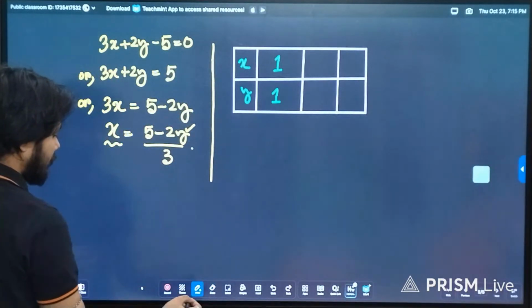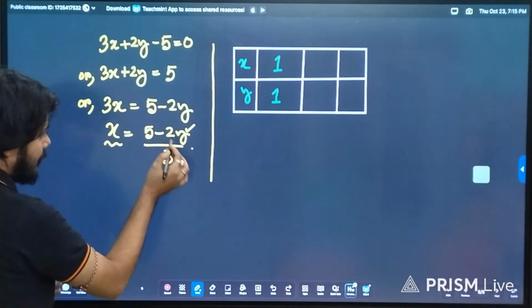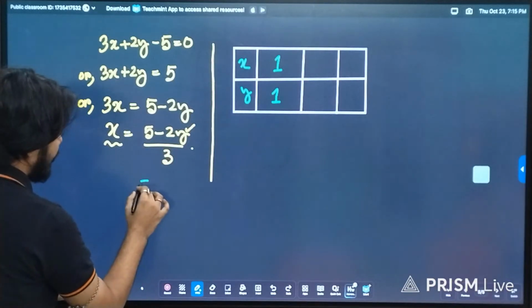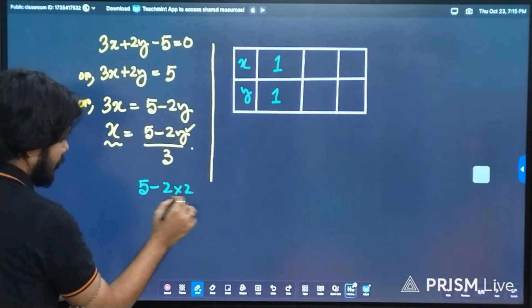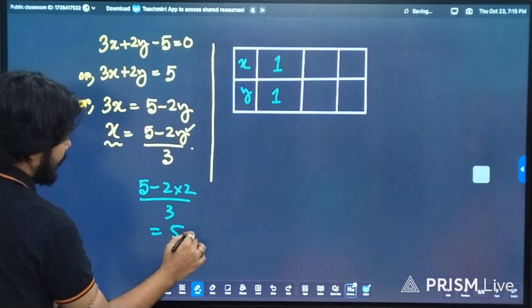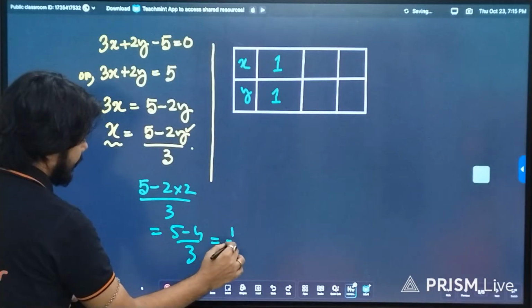Now suppose you are taking the value of y as 2, then (5 minus 2 into 2) by 3. This will be (5 minus 4) by 3, which is 1 by 3.